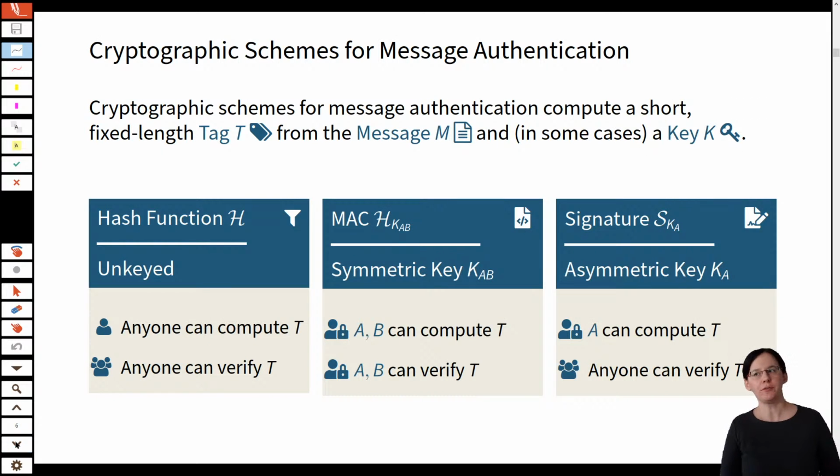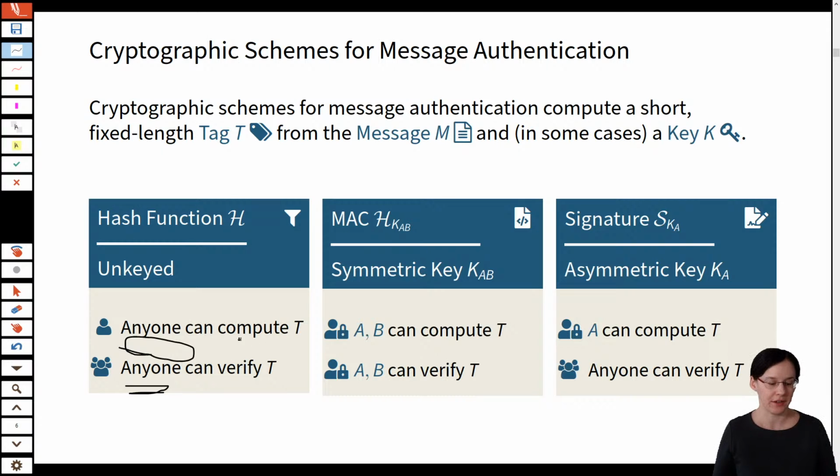And there are now different schemes, all of which create some form of message authentication, but we have at least 3 different types depending on what sort of key infrastructure we use. So first we have the unkeyed case, where anyone can compute the tag for the message, so the piece of information that is supposed to certify the authenticity, and also anyone can verify it.